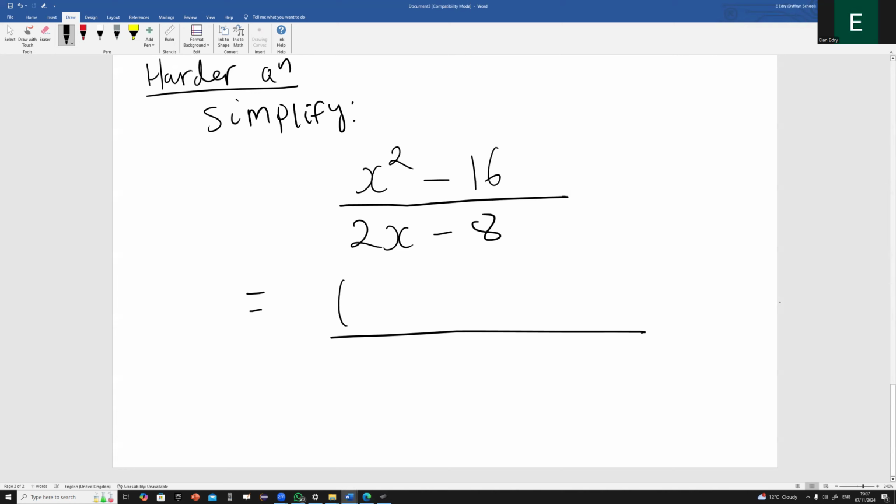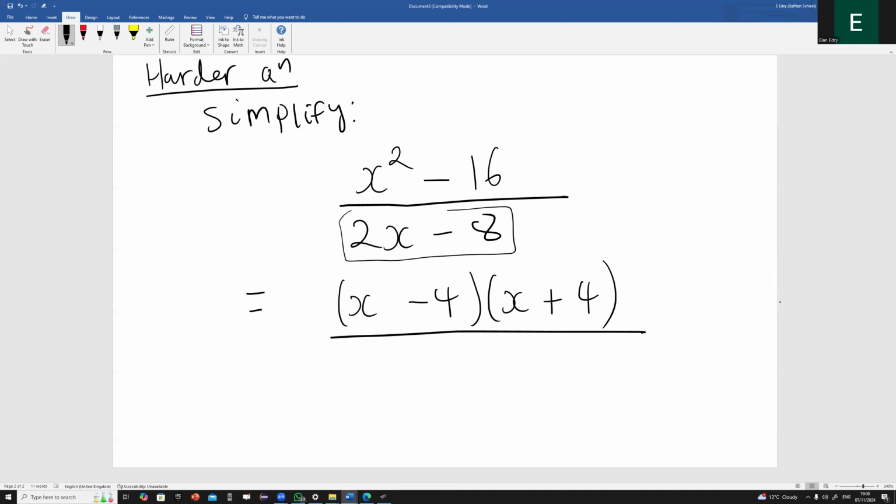So on the top, we should have x minus 4, x plus 4. Are we all happy with that? Okay. Now, the bottom expression is just a normal linear expression. How could I factorize 2x minus 8? Take out a factor of 2. Brilliant. We get x minus 4. What will cancel out? X minus 4 just cancels out. So we get x plus 4 over 2.